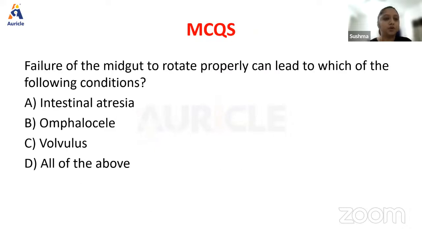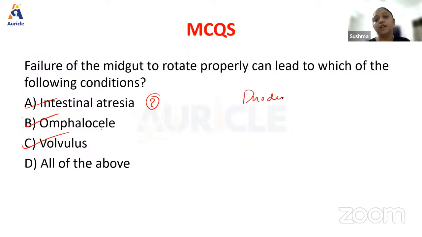Okay, let's take some questions. Failure of midgut to rotate properly can lead to which of the following conditions? Intestinal atresia? We haven't talked about it. Omphalocele? Yes, it can occur. Just now we told you. Volvulus, yes, it can occur as well. Intestinal atresia can also occur.